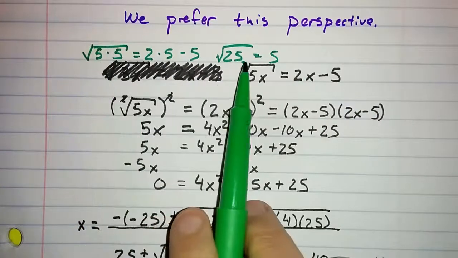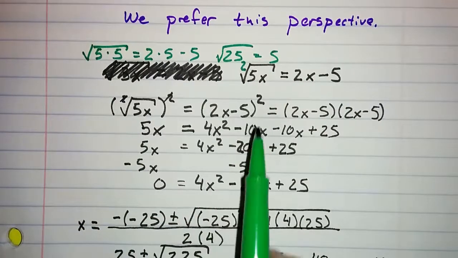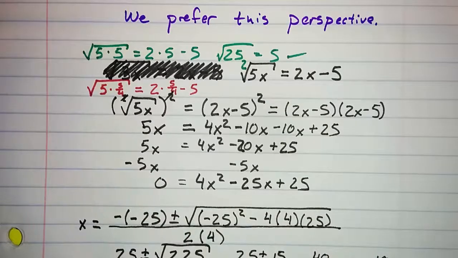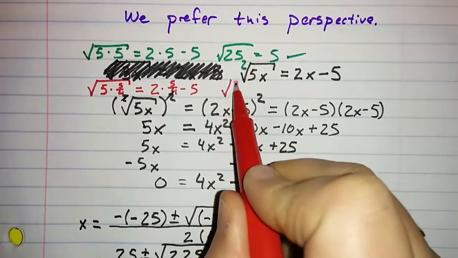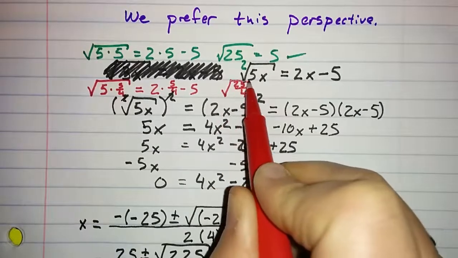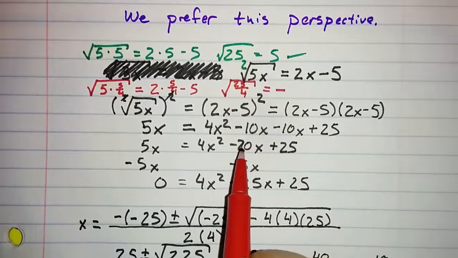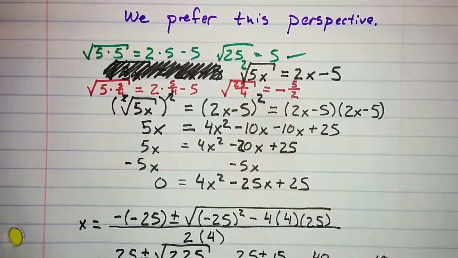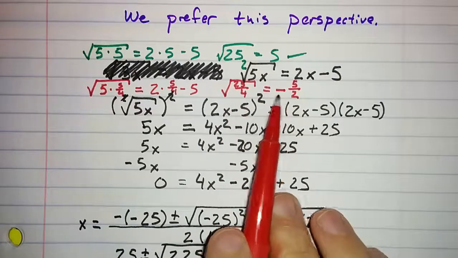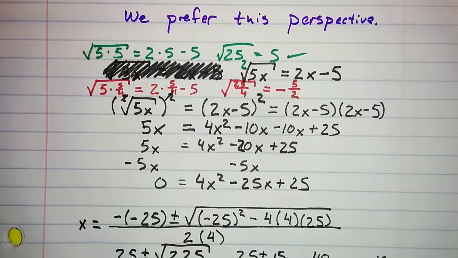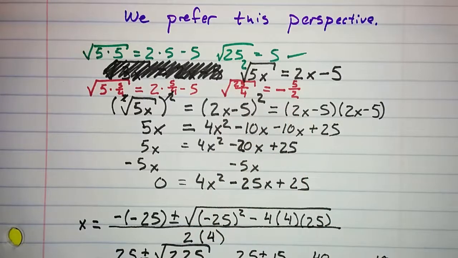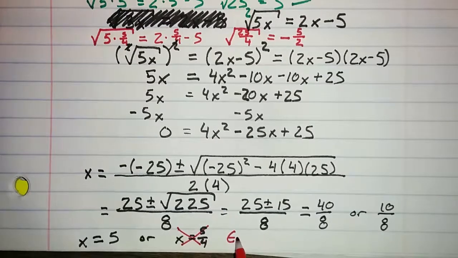Let's make sure that actually worked. Plugging in x equals 5, I get the square root of 25 equals 5. That's good. However, plugging in x equals 5/4, I get the square root of 25/4 equals negative 5/2. What's happened here? Notice if I square both sides of this equation, I get something true. But the square root is always the positive square root. 5/4 is an extraneous solution.